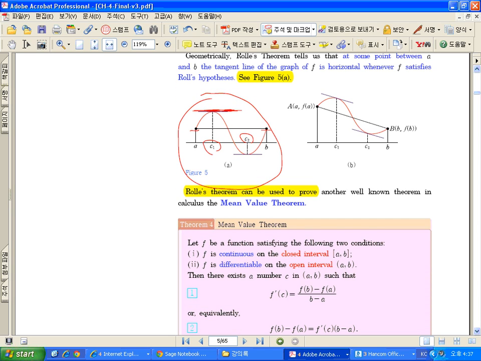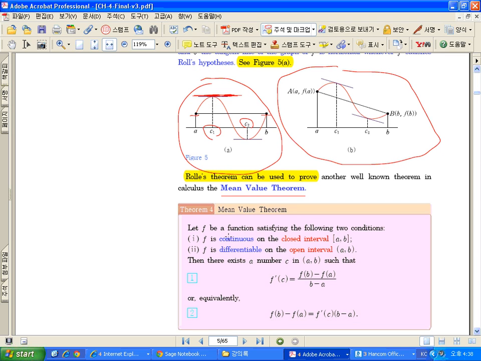The generalization of Rolle's theorem is the mean value theorem, which this graph shows. This says if a function satisfies the following two conditions, not three, then there exists a number c in the open interval such that f prime of c is equal to f of b minus f of a over b minus a, which can also be written this way. Actually, this is the formula f of b is equal to f of a plus f prime of c times b minus a, which is delta x. This is the kind of formula that you have seen in section 3.4.